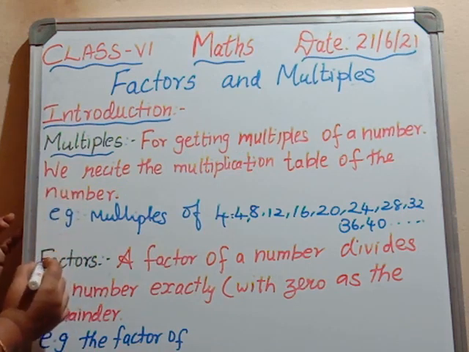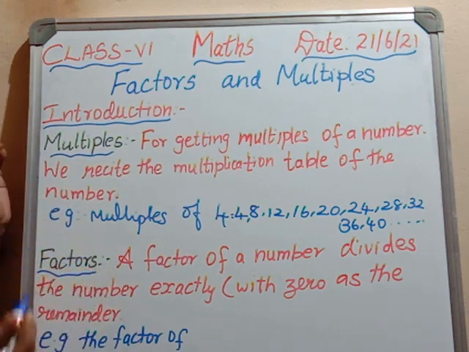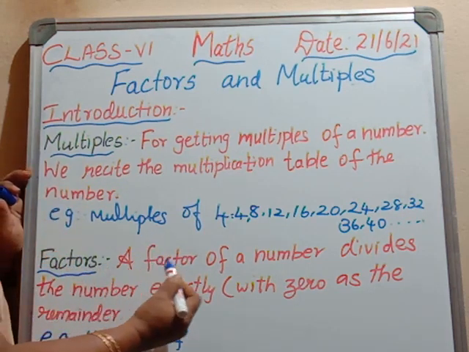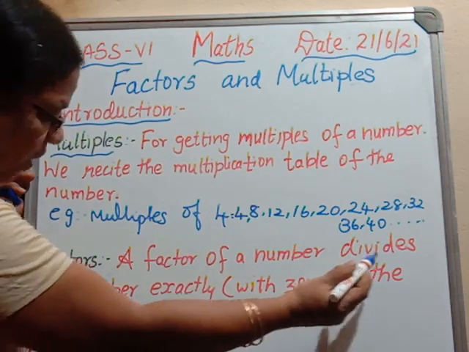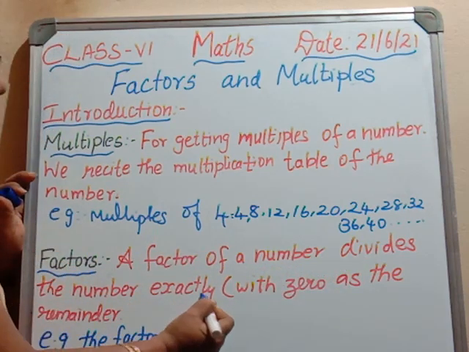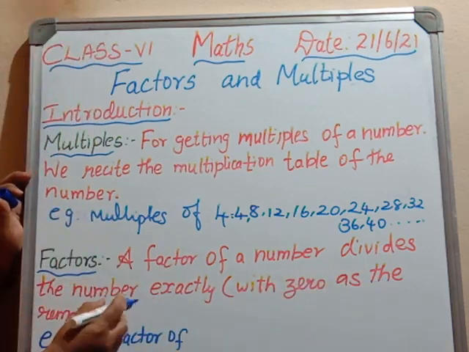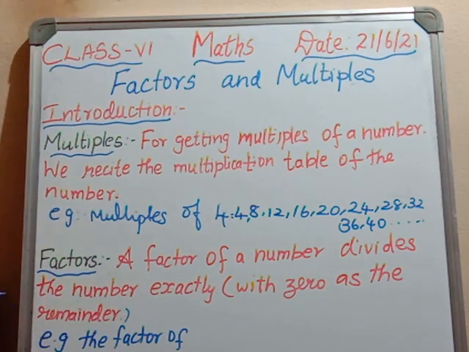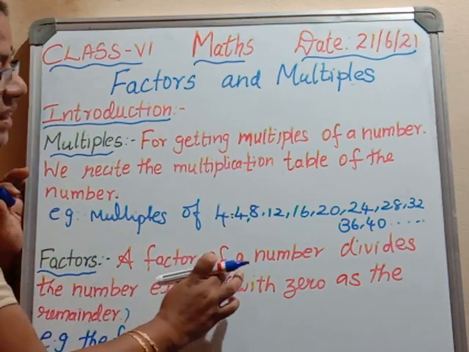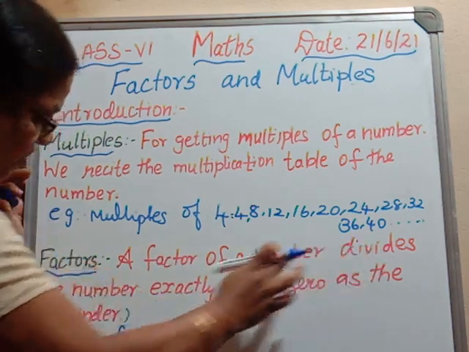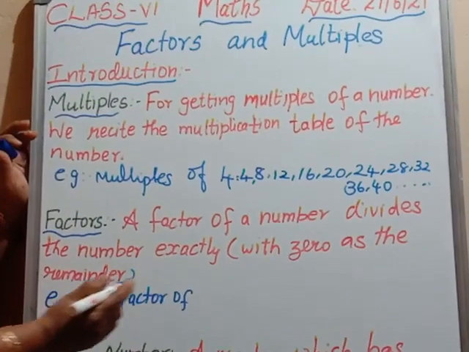Now, we will move to the factors. What is called a factor? A factor of a number divides the number exactly with 0 as the remainder. Which is the remainder? 0 as the remainder. A factor of a number divides the number exactly.